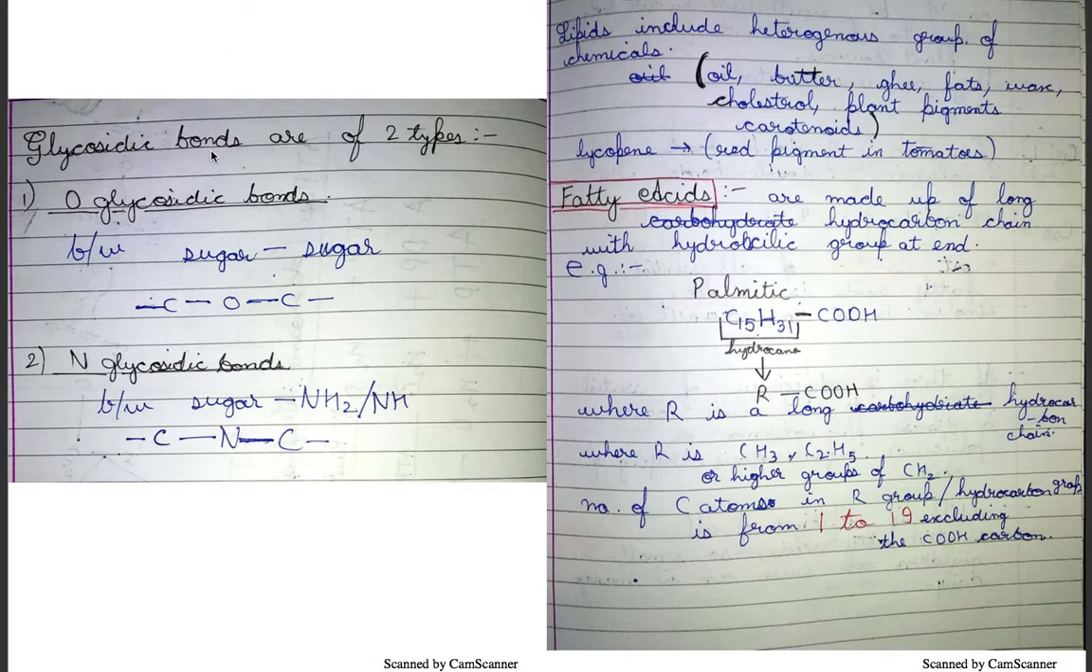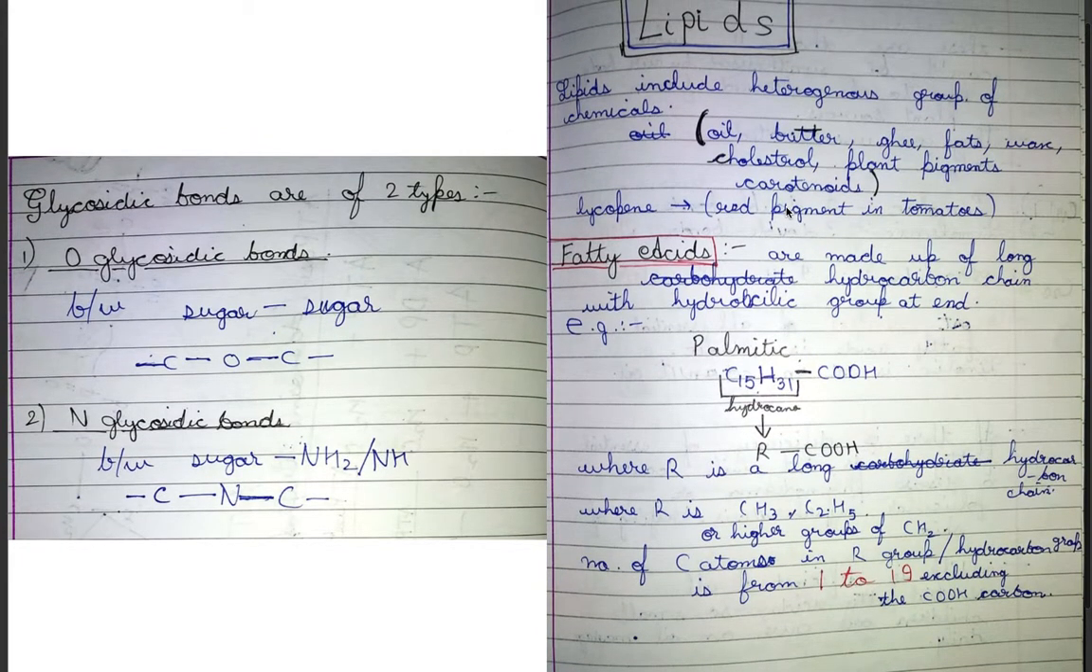Glycosidic bonds are of two types: O-glycosidic bond and N-glycosidic bond. O-glycosidic is what we have learned in carbohydrates. The N-glycosidic bond is between sugar and either NH2 or NH, that is C-N-C. Now lipids include a heterogeneous group of chemicals like oil, butter, ghee, wax, cholesterol, plant pigments, carotenoids, lycopene. Lycopene is the red pigment in tomatoes.